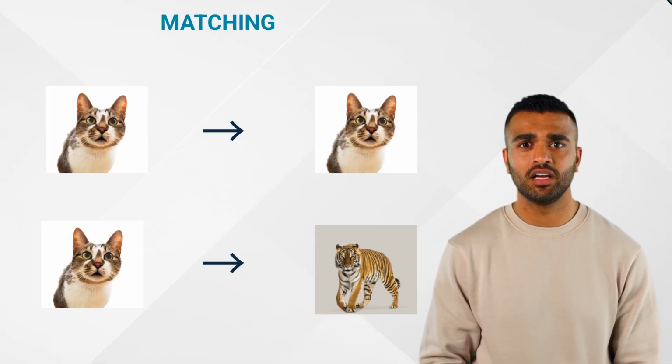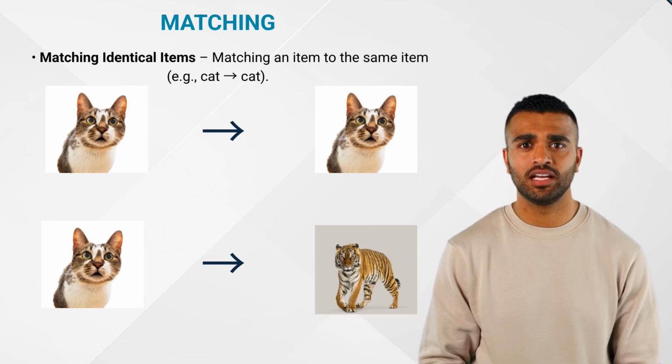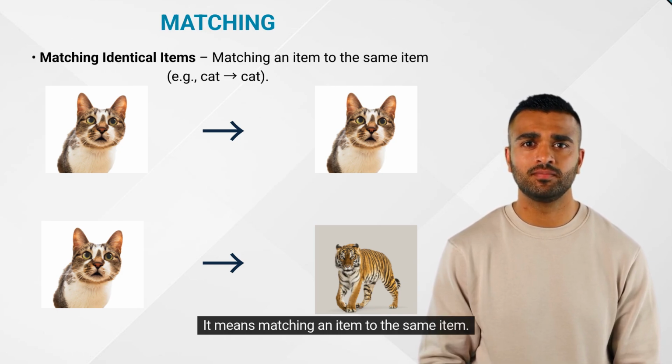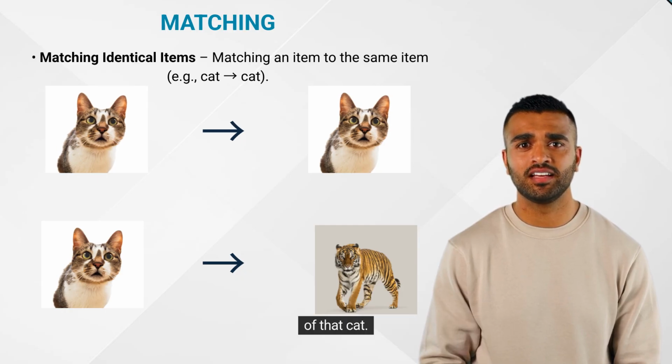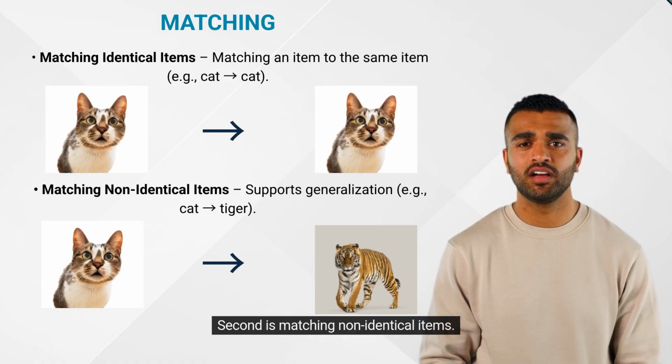Next is matching. One is matching identical items. It means matching an item to the same item. For example, a learner is given a picture of a cat and is expected to match it to the identical picture of that cat. Second is matching non-identical items.